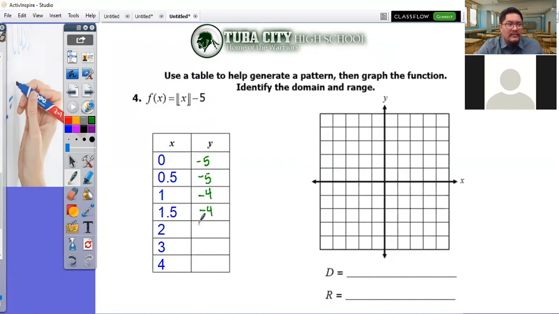So in this case, let's keep going. I have 2. Well, 2 is already an integer, so it's rounded down to just 2. 2 minus 5 is -3. And then 3 minus 5 would be -2. And 4 minus 5 would be -1. Now, just to show you again, I'm going to graph it. So 4, -1, let's put that here. Over 4, down 1. And we know that this works, okay? We know that this is going to be a filled circle because it is equal to that number.